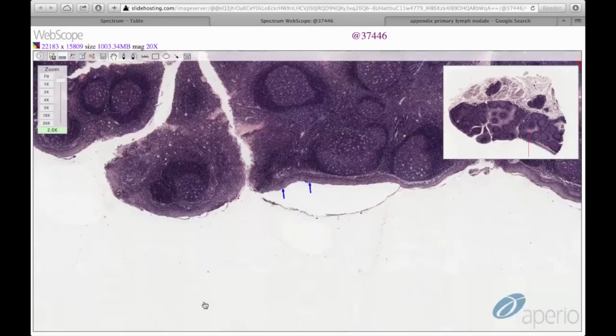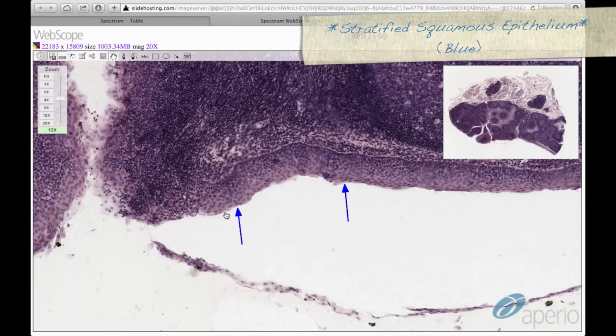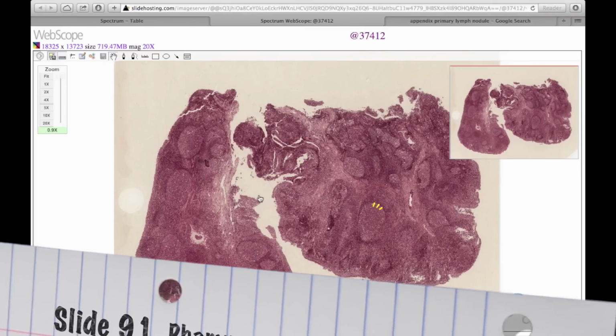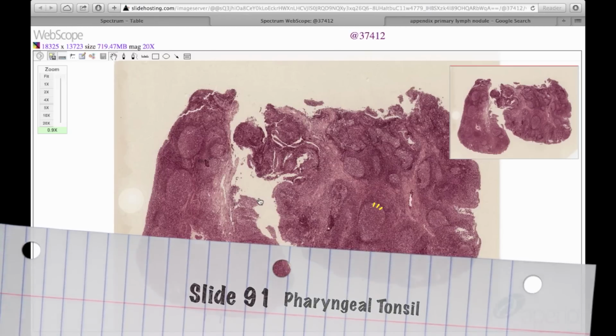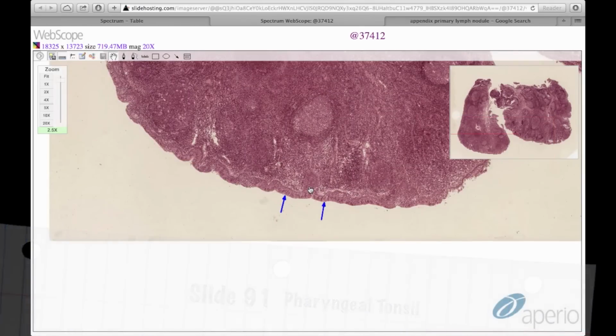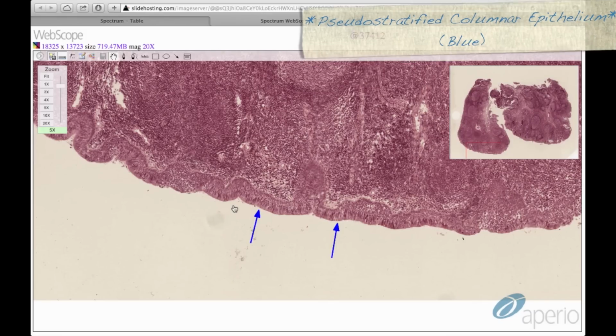The defining feature of the palatine tonsil from the pharyngeal tonsil is the stratified squamous epithelium seen here at the blue arrows. We are now viewing slide 91, a cross-sectional view of the pharyngeal tonsil stained with H&E. The defining feature in the pharyngeal tonsil are the patches of pseudostratified columnar epithelium. There may also be interspersed stratified squamous epithelium.